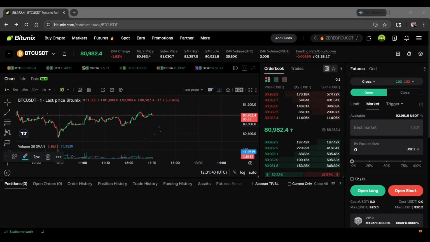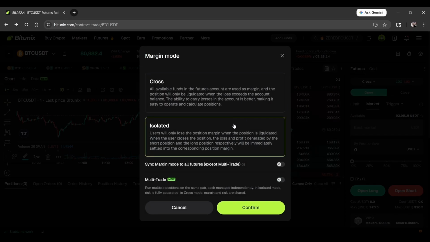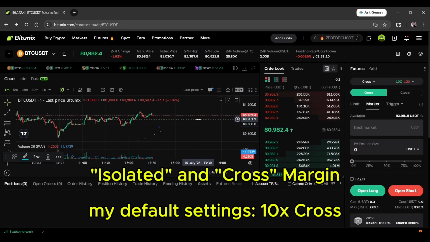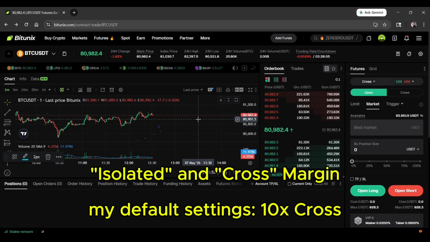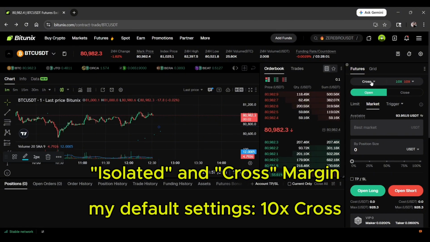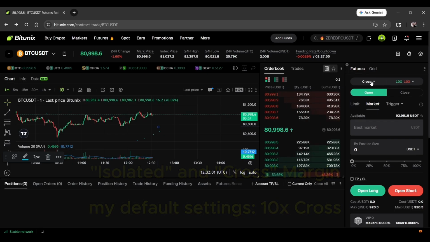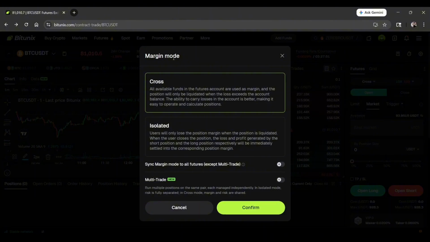Now I'm going to be talking about cross and isolated margin. And don't worry, I'll try to talk slowly and also in simple language because I do understand that this is a commonly misunderstood topic. Okay, so whenever you're using leverage on a crypto exchange, most exchanges that I know of have two options for your margin mode: cross or isolated. And when you select it here, it also explains the description of both.